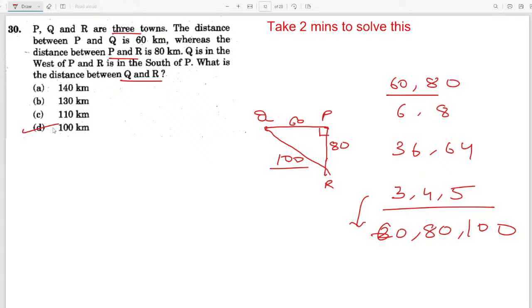I hope this is clear. So all of them have got option D. We'll move to the next question then.